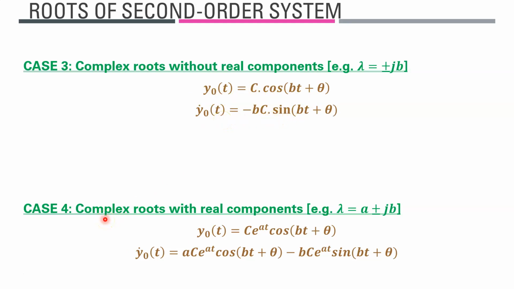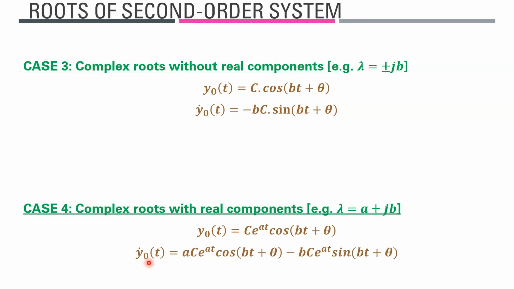For case number 4, you might have complex roots with real components, for example lambda equals a plus minus j b. These a and b are constants. So you might have lambda equals 2 plus minus j5, for example. The general solution of the zero input response will look like this. The exponent is now e to the power of a t, and the cosine of b t plus theta. If you differentiate this, you will get the equation at the bottom here.